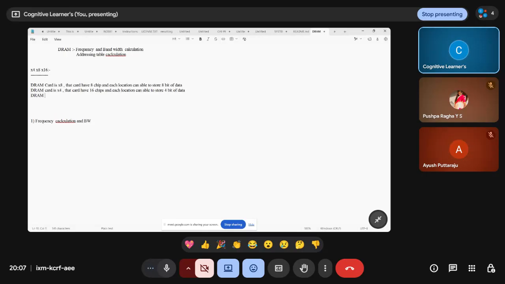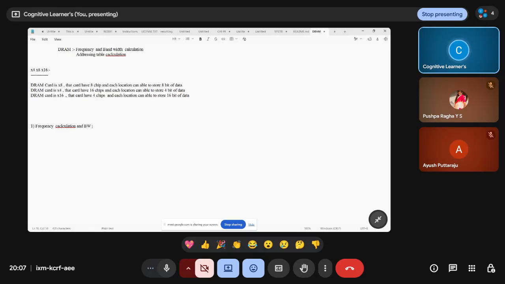Next, the DRAM card is cross 16. That card has 4 chips, and each location is able to store 16 bits of data. Okay, that is the cross concept, the DDR cross concept.